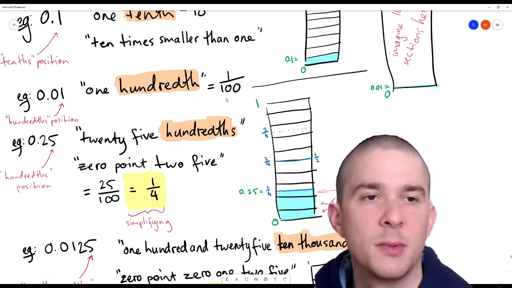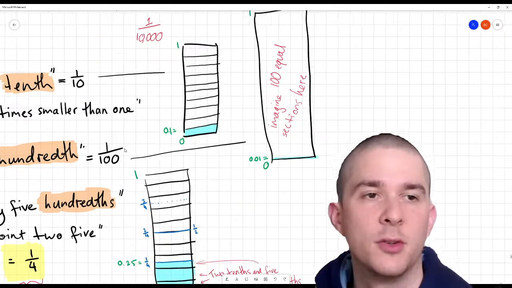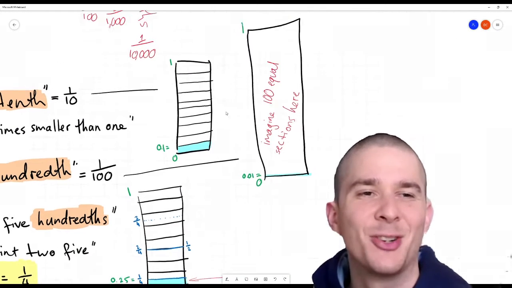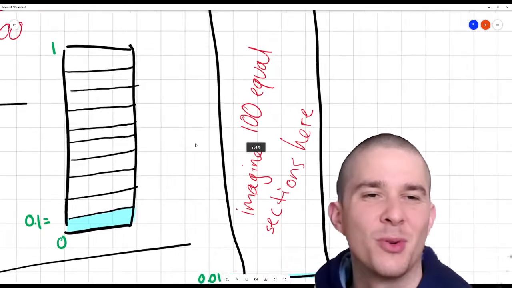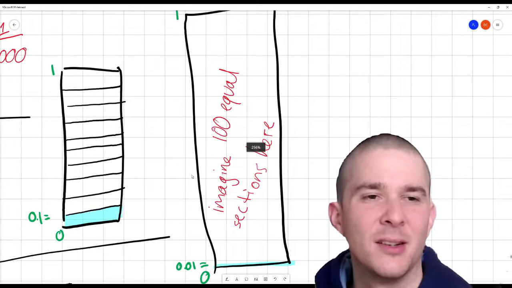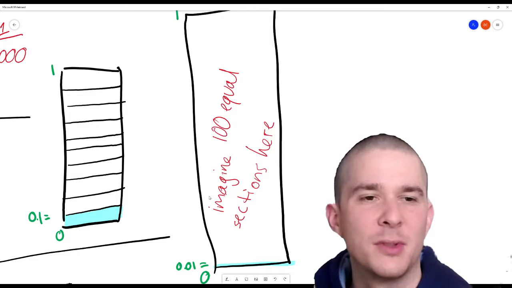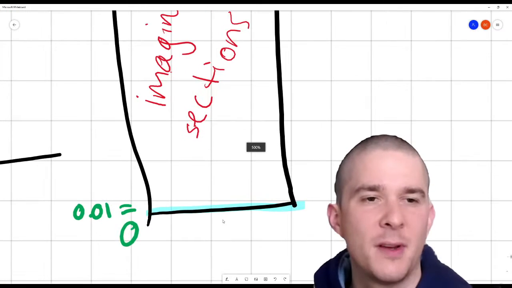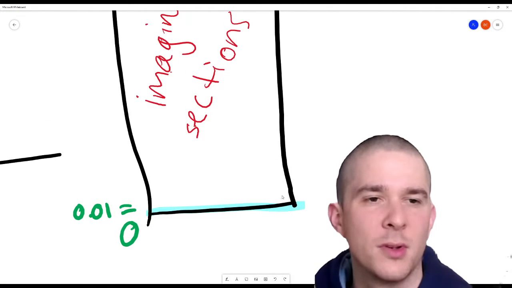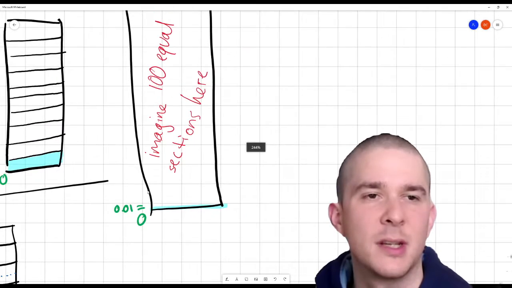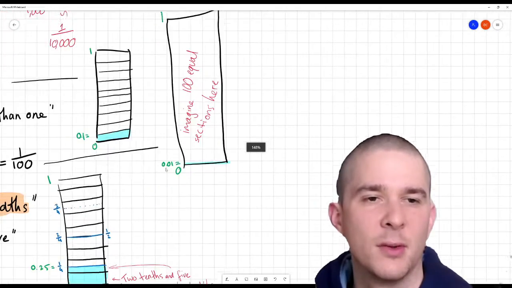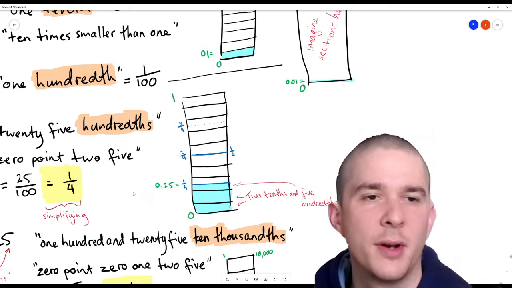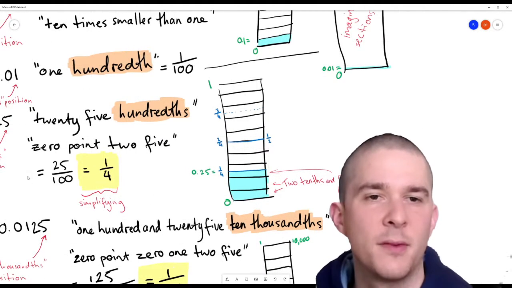0.01, or 1/100th. So this can be written as the fraction 1/100. Now I couldn't draw 100 equally spaced lines here. So I said, imagine 100 equal sections here, and just the very bottom of it, just 1/100th, one piece of those 100 sections is what we have here.